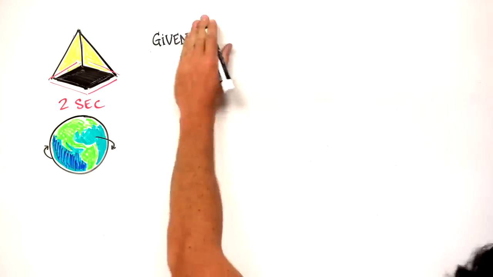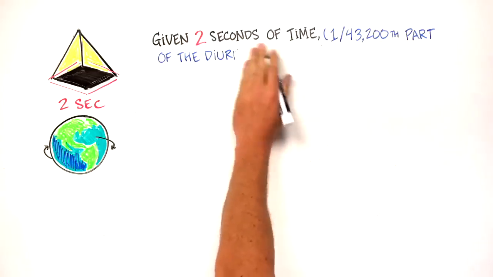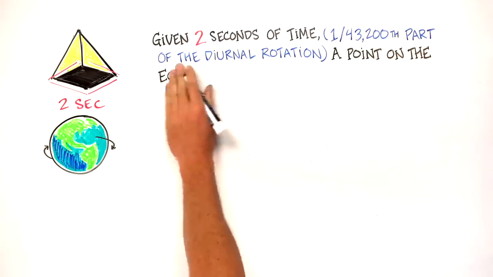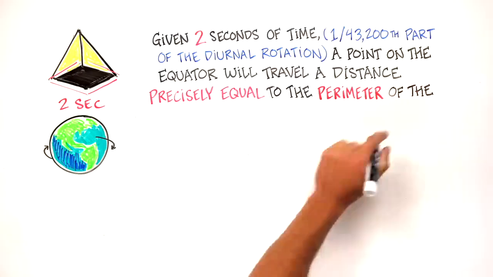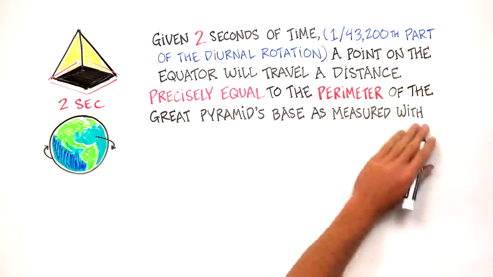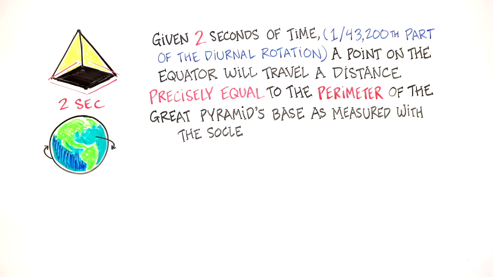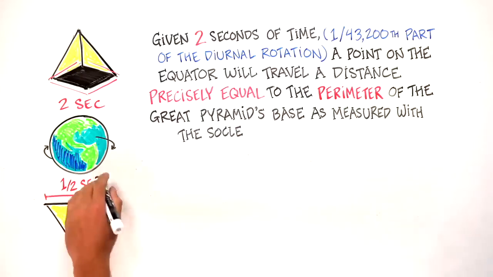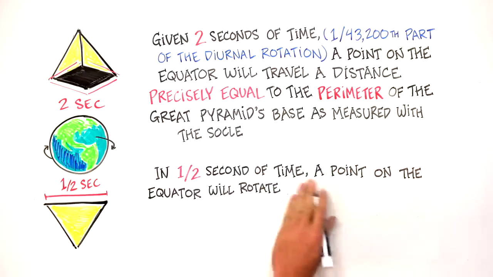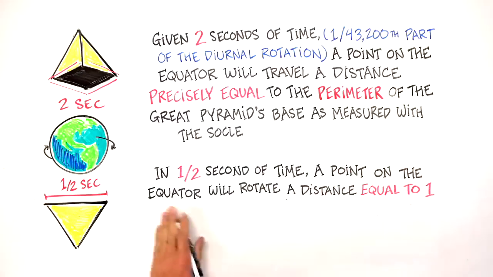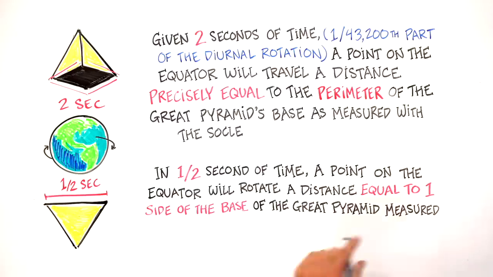So, given 2 seconds of time, 1/43,200th part of the daily rotation, a point on the equator will travel a distance precisely equal to the perimeter of the Great Pyramid's base as measured with the socle. In 1/2 second of time, a point on the equator will rotate a distance equal to one side of the base of the Great Pyramid measured with the socle.